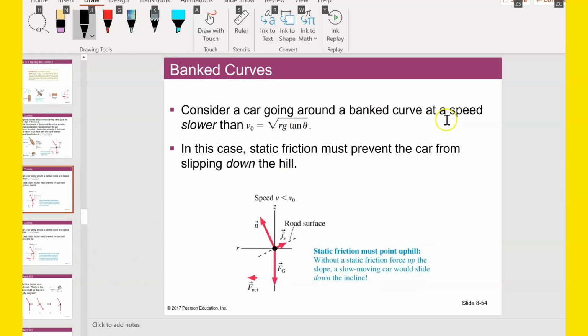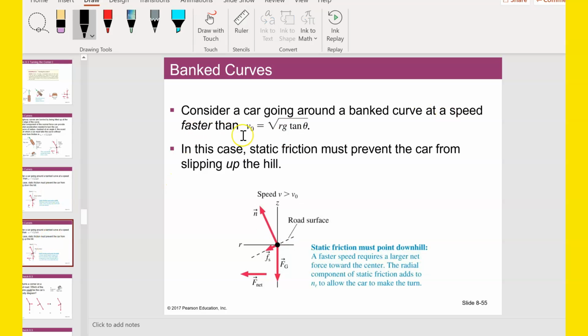Consider a car going around a banked curve at a speed slower than that maximum speed. In this case, static friction must prevent the car from slipping down the hill. See, if you're not going around the curve at enough speed, then the car would want to slide down the hill if there was no friction. So static friction would actually point up the hill in that case. Instead of pointing towards the center of the circle, it would point away from the center of the circle with some component of it, because it would point up the hill.